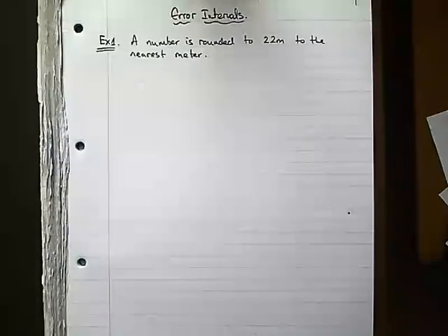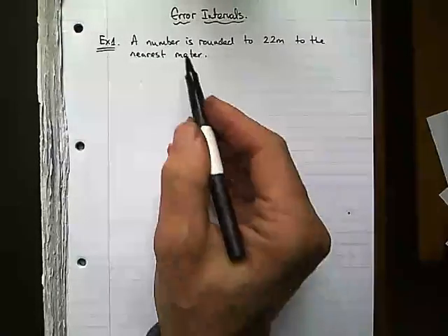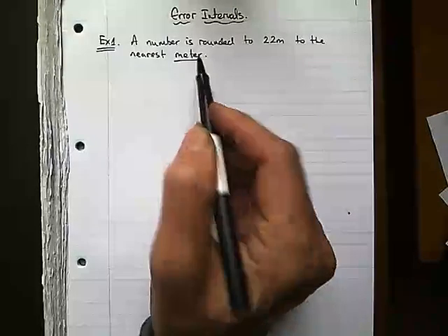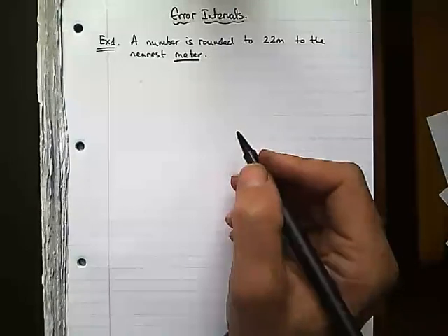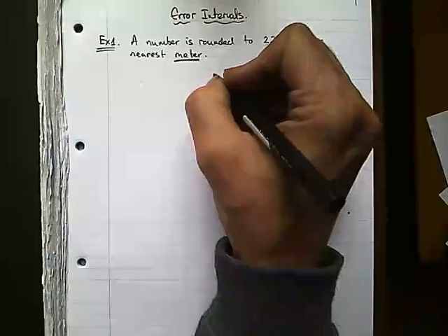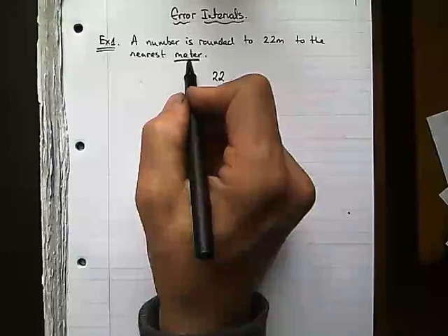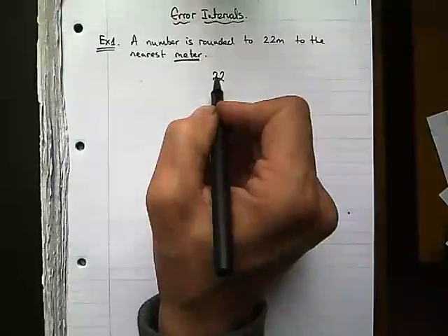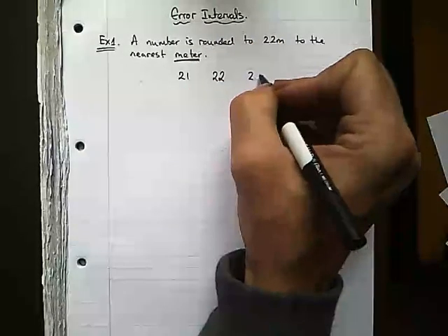So the best way to do this is looking at what it was rounded to. It was rounded to the nearest 1 meter. Okay, so rounded to the nearest whole meter is really important. And it was rounded to 22. So I put 22 down because that's our starting point. It tells me it was rounded to the nearest meter, so I'm going to take 1 meter off and add 1 meter on. 1 meter off, 1 meter on.